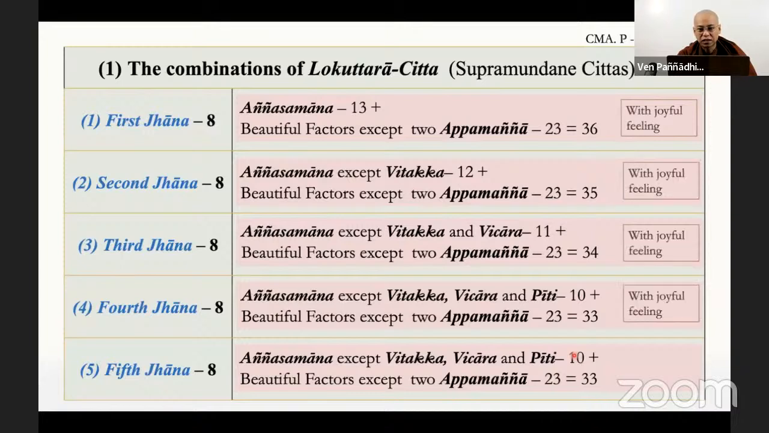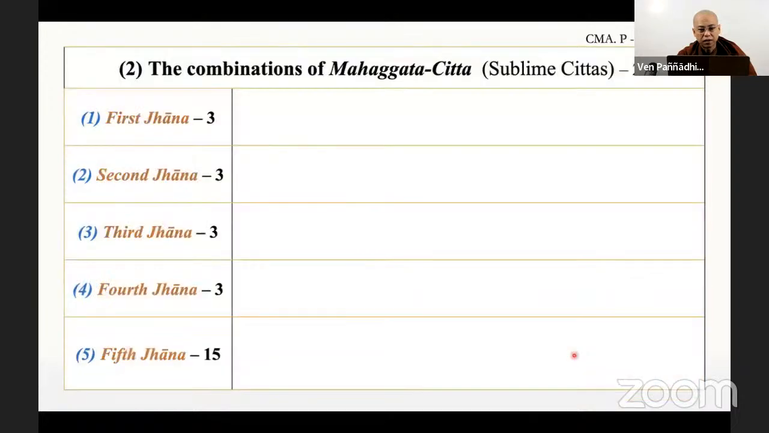Here just the feeling is different. Then let's continue with the Mahaggata consciousness. Mahaggata is also divided into 5 groups: first 3, second up to 4th jhana, or 3 from a 4th jhana, and for the 5th jhana, 15. Can you count the 15 consciousness of 5th jhana? The 5th jhana citta in the Rupavacara, which is 3. Then the 12 Arupavacara cittas, which are also all 5th jhana.